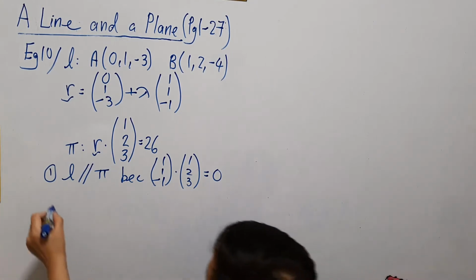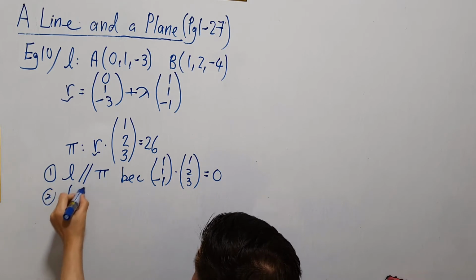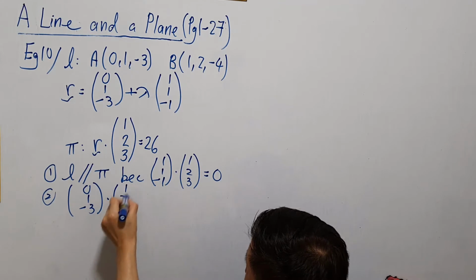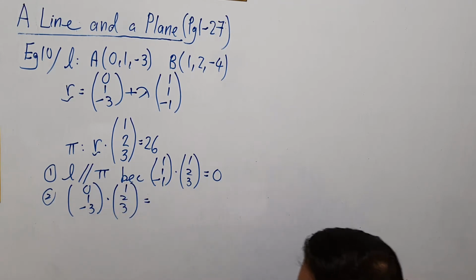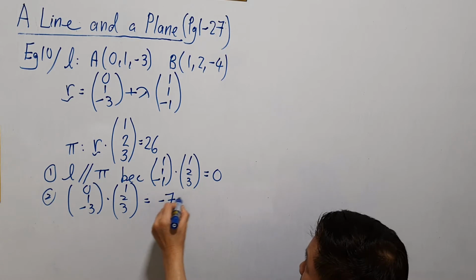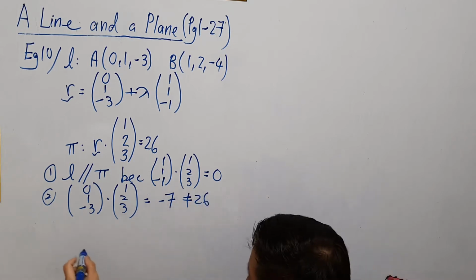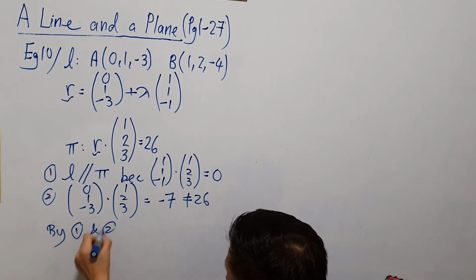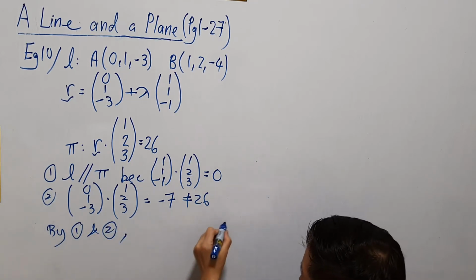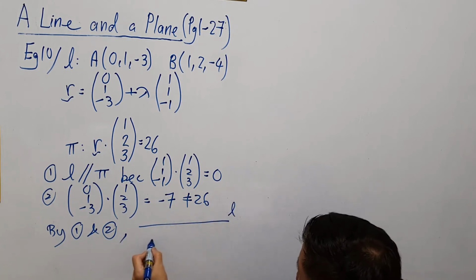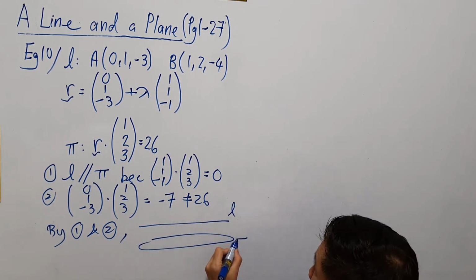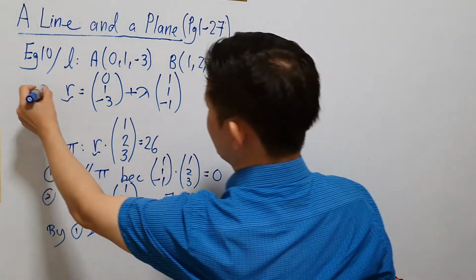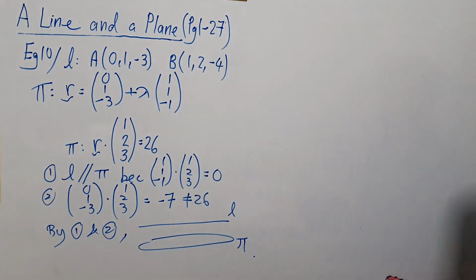Number 2, you check. Take the point (0, 1, -3), you dot product with (1, 2, 3). What do you get? You get -7. And this is not 26. So therefore, by 1 and 2, the diagram looks like this now. The line is here, and then the plane is beneath it. This is the plane pi. Okay, so this is how the diagram looks.